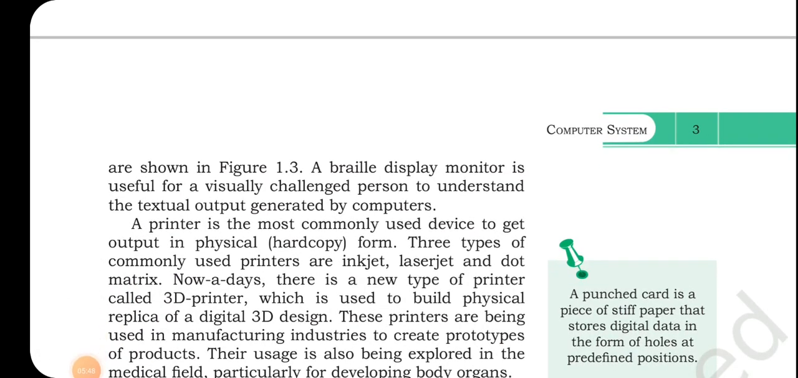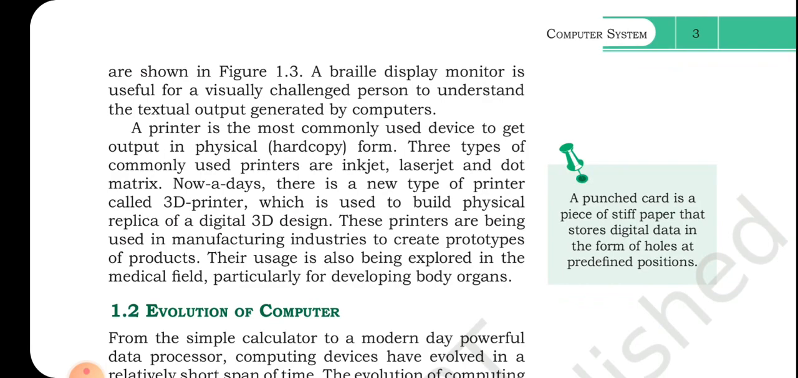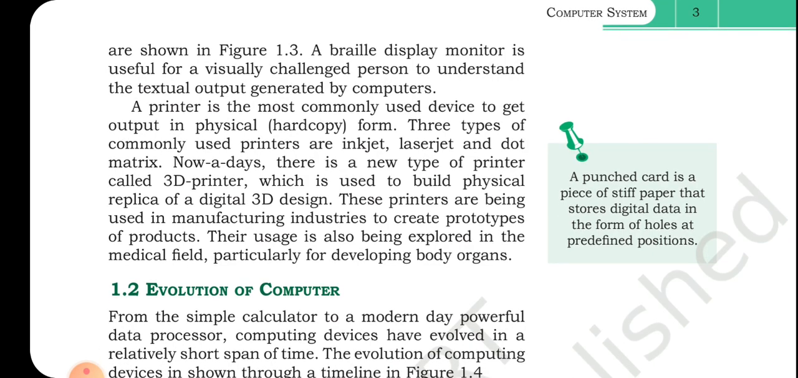A braille display monitor is useful for a visually challenged person to understand the textual output generated by computers. A printer is the most commonly used device to get the output in physical, that is, hard copy form. Three types of commonly used printers are inkjet, laserjet, and dot matrix.